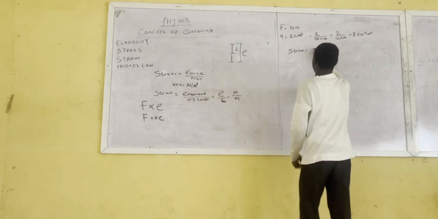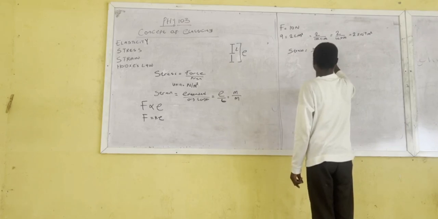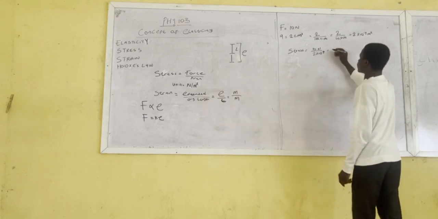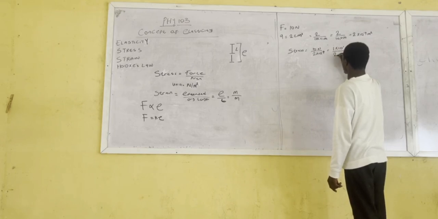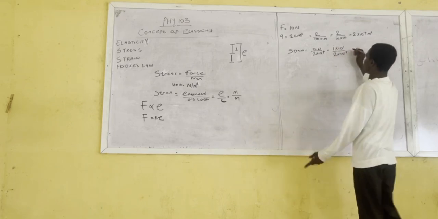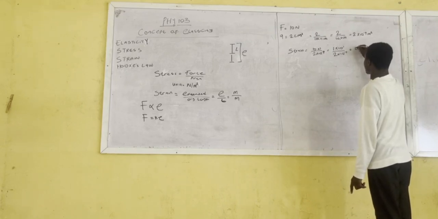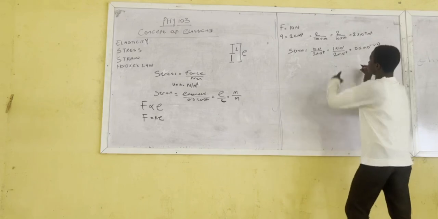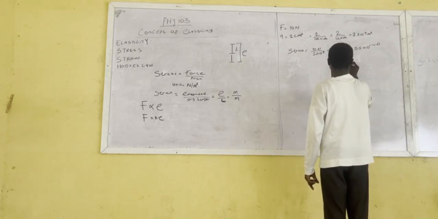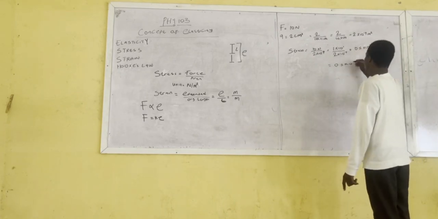is equal to our force, which is 10 Newton, divided by 2 times 10 raised to the power minus 4. And now with standard form, you can say 1 times 10 raised to the power of 1, divided by 2 times 10 raised to the power minus 4. And now we can say 1 over 2, which is 0.5, times 10 raised to the power of 1 minus 4, which is still 1 plus 4. 1 plus 4, which is 5.